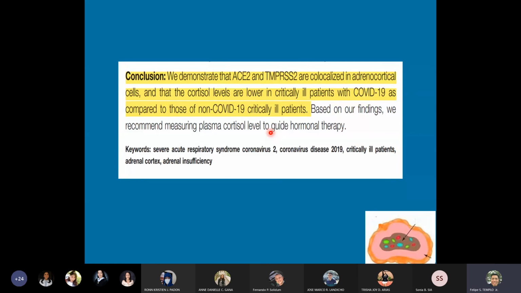So that probably explains why COVID-19 patients who are brought to the ICU have a very poor outcome or very poor prognosis, because even your cortisol and cortisone, which can help you to sustain your life, to sustain the functions of your body while you are trying to recover, are already low. So this is probably the significance of this finding.